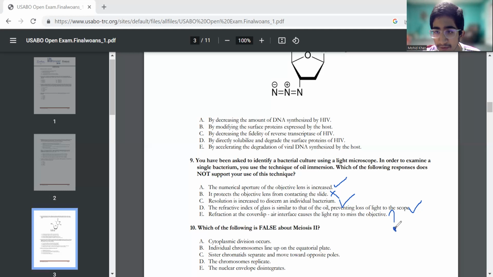If you do know why the answer is not E, you can write it in the comments, but E just doesn't seem to make sense. Air interface causes light ray to miss the objective is something quite reasonable. It's definitely a valid point to make. Something like protecting the objective lens from contacting the slide is not something I'm really aware of, especially with oil immersion. But yeah, write in the comments if you know more about this topic. Right now I'm going to go with B as the answer.